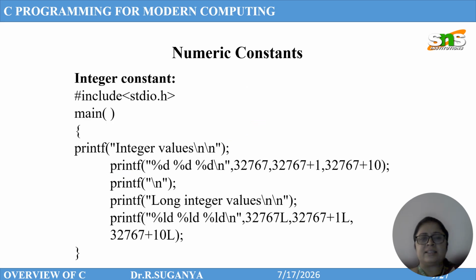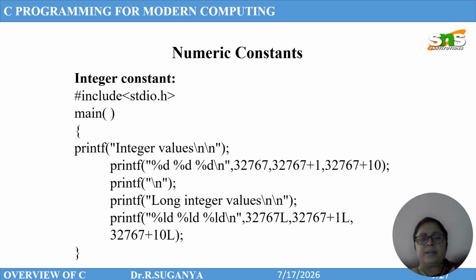And here is an example program. Hash include stdio.h, which is the header file, followed by the main function. Whenever a C program is compiled, execution begins from the main function. Next is printf, for integer values which are to be printed on the monitor. We give it as printf, with percentage d, three percentage d's, representing the integer values.